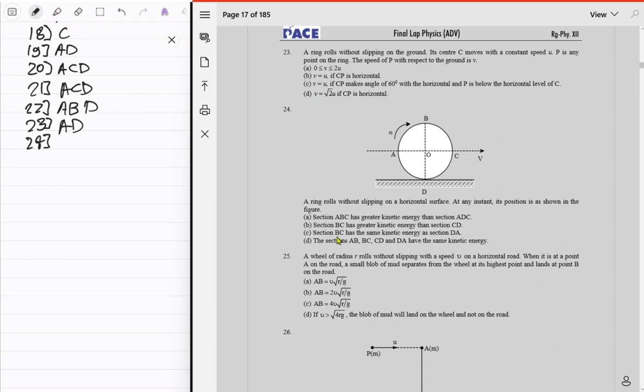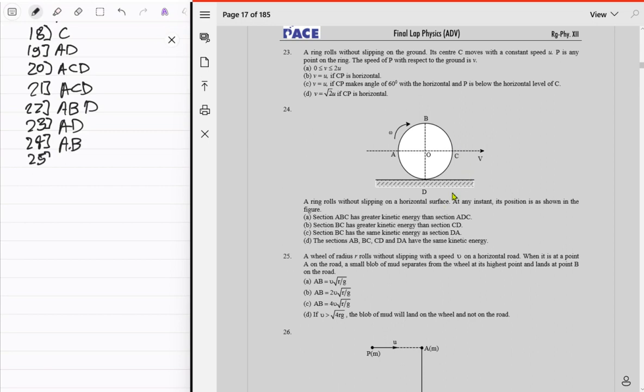So BC is okay. Sections AB, BC same, no, that is wrong. AB, BC, CD and D, no. Section BC has the same energy as section DA. That is not right. What am I doing? I think A is correct. And section BC has more energy than CD. Yes, so B is also correct.